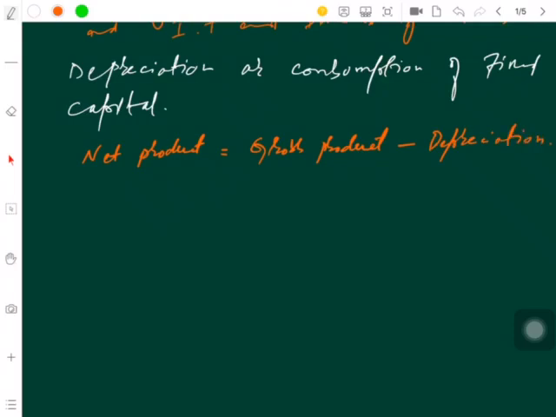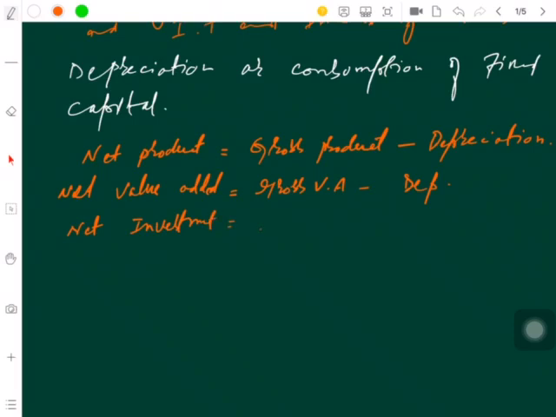See how simple it is. So likewise, if we have a term, say, net value added, you will come to know what is value added or value of output later on. So it will be equal to gross value added minus depreciation. So if we have, say, one more term, net investment, it will be equal to gross investment minus depreciation. See how easy and beautiful it is.